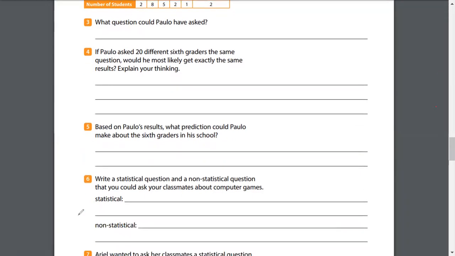Now, 4, if Paulo asked 20 different 6th graders the same question, would he most likely get exactly the same answer? Think about that, guys. If he asks all these people the same question, will he get the same exact answer? Think about your friends, and when you ask questions, do you all come up with the same answer? So then that answer would be no. Right. It depends on the question, really.